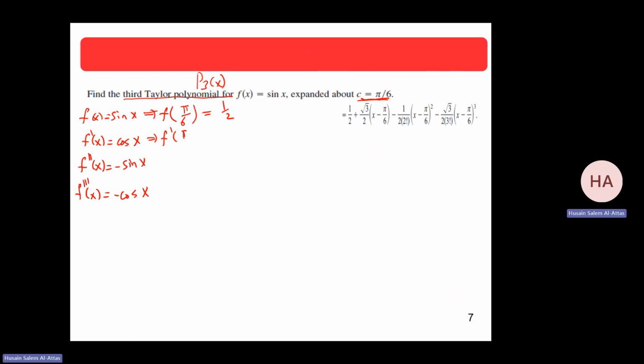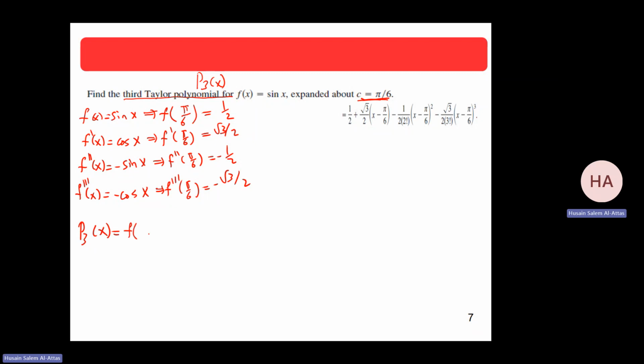f prime at pi over 6 will be square root 3 over 2. f double prime at pi over 6 will be minus half. The third derivative at pi over 6 is minus square root 3 over 2. So what is P3 of x?